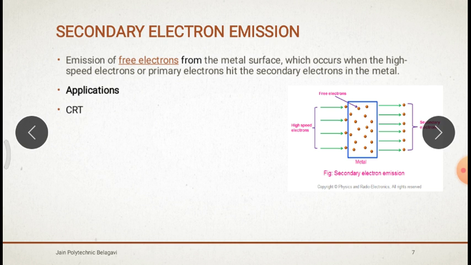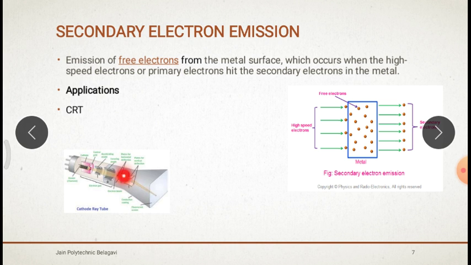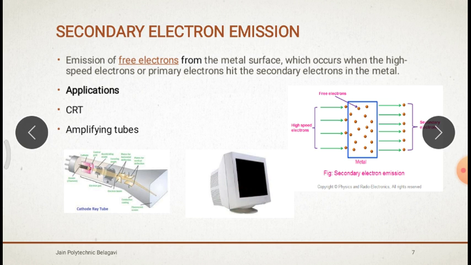Where are we using it? Again in CRT, cathode ray tube. See here, as I told, dome shaped TVs and monitors use the CRT tube. In that we are using secondary electron emission, and thermionic and field emission also. So these earlier days monitors were using CRTs. Next, in some amplifying tubes, we are using secondary electron emission. So this is about the types of electron emission.